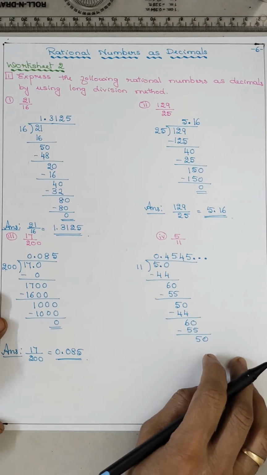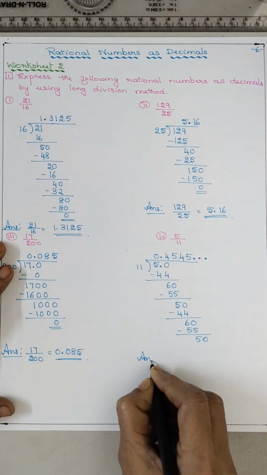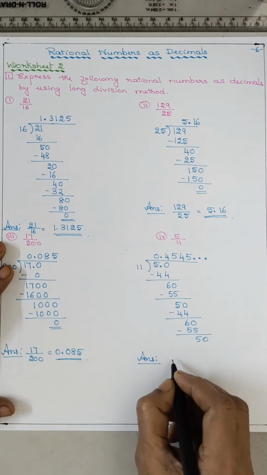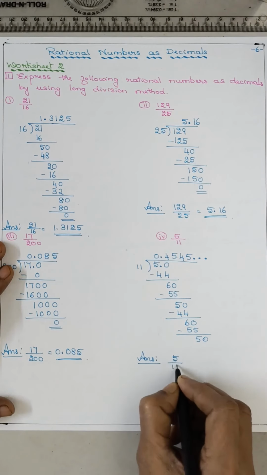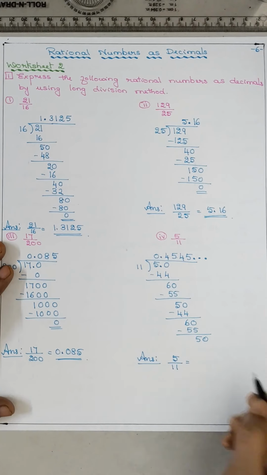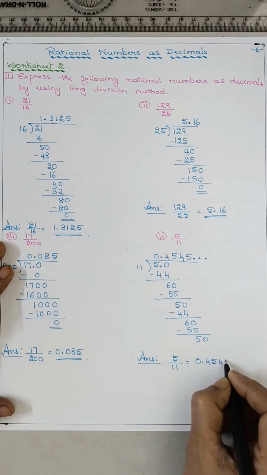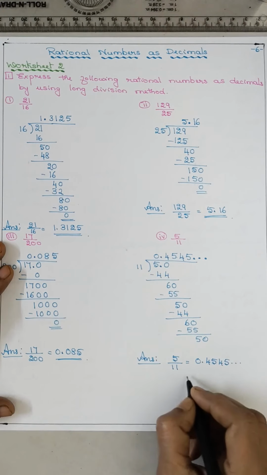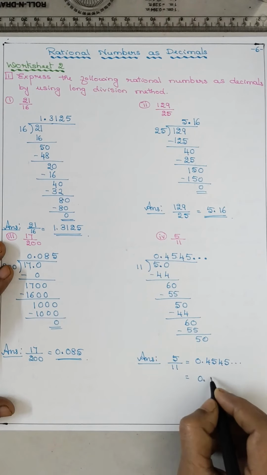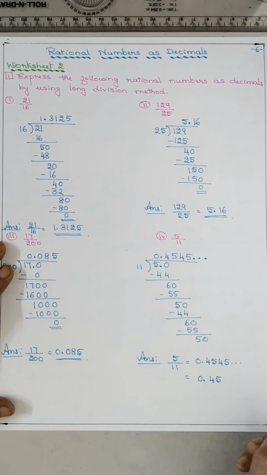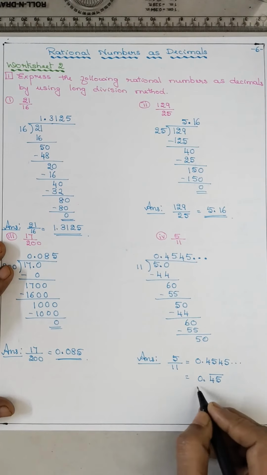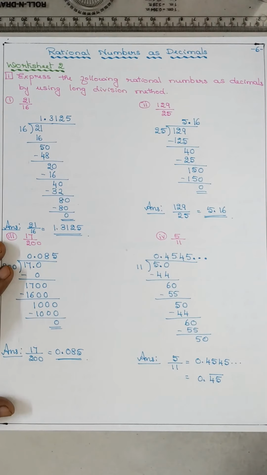Non-terminating repeating decimal. Isn't it? So answer, 5 by 11 is equal to 0.4545. 45 is repeating, that is why 0.45. Above 45 put the bar. Answer is 0.45 bar. 45 together it is bar.